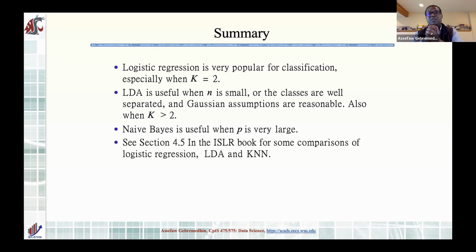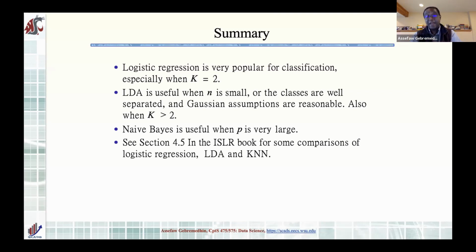So logistic regression is very popular for classification when there are two classes, when k is equal to 2. Linear discriminant analysis is useful when n is small, or the classes are well separated, and when Gaussian assumptions are reasonable. This is also useful or successful when k is greater than 2. Naive Bayes is useful when p is very large, like you have. We will on Monday look at examples of code where these methods are compared to each other and how they behave.